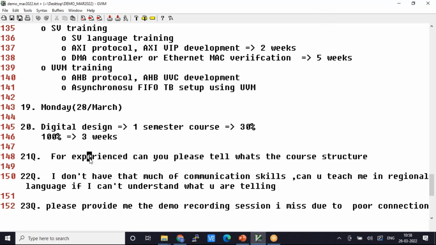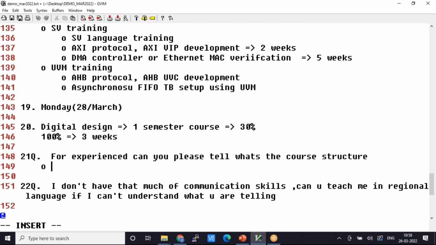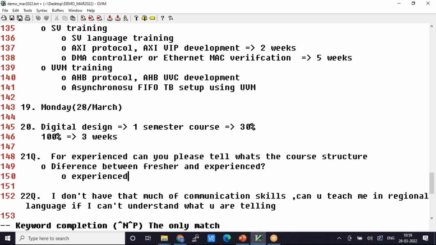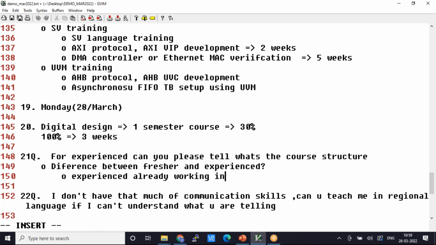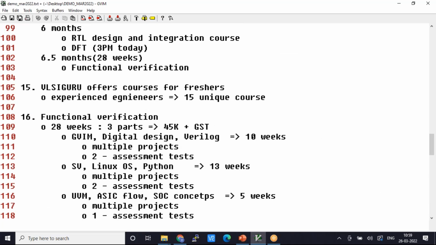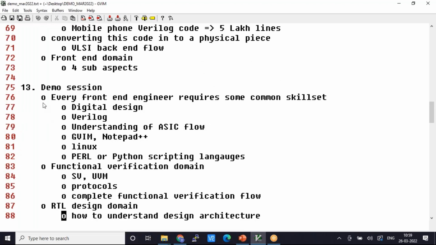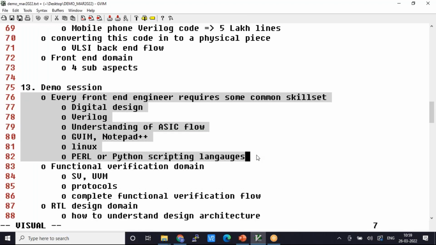I'll answer this. Okay. For experienced engineers, can you please tell what the course structure is? What is the difference between a fresher and an experienced person? The experienced already work in the industry. That means they will be good with digital, Verilog and the basics of ASIC, so they don't have to go through this part of the course. Someone who is already experienced doesn't have to go through digital design, Verilog, or GVim and Linux. The experienced person only goes through this part.